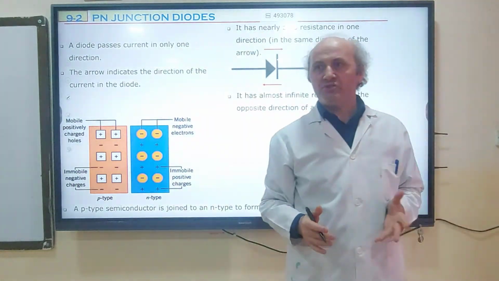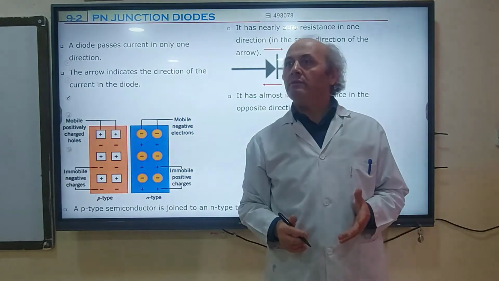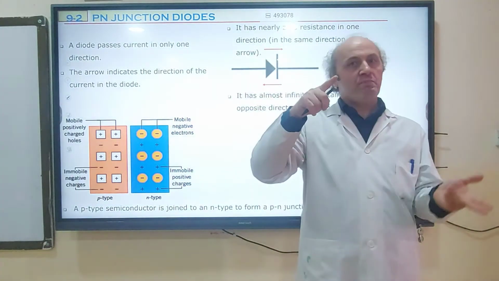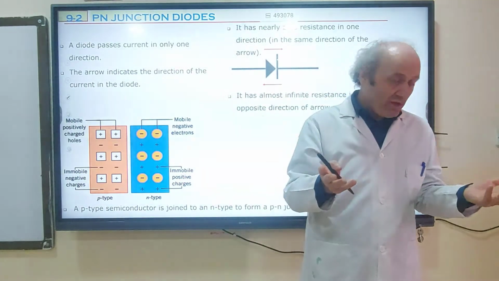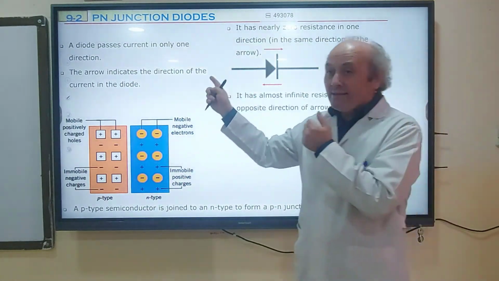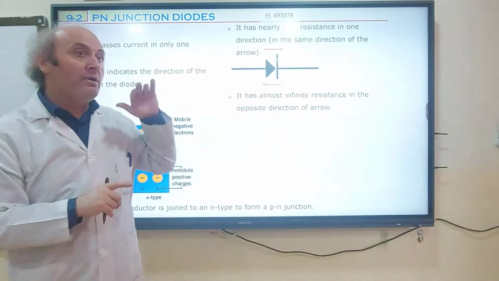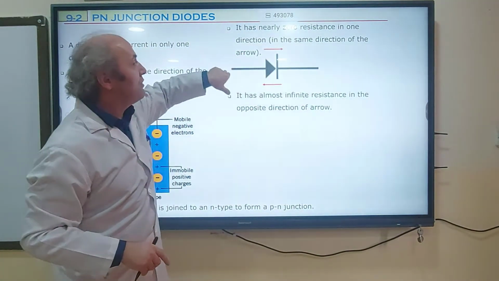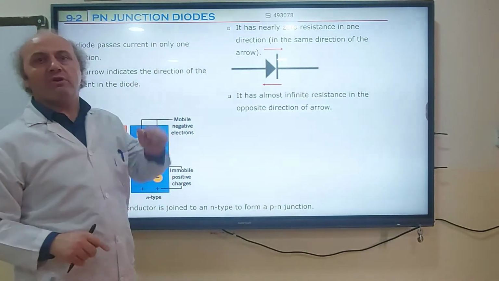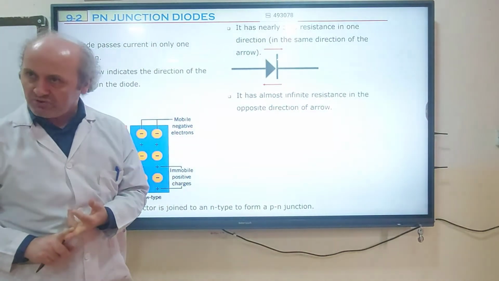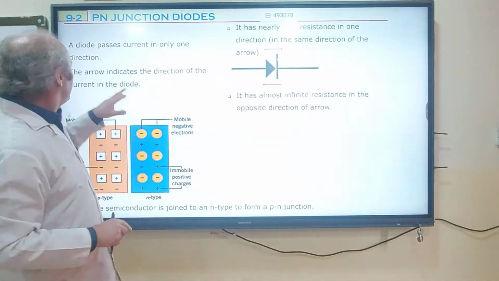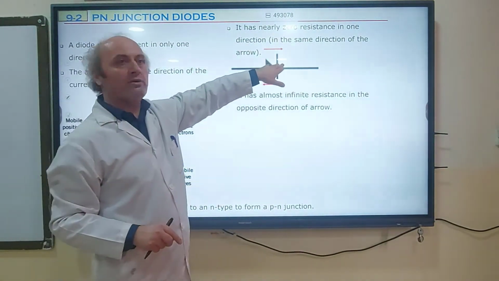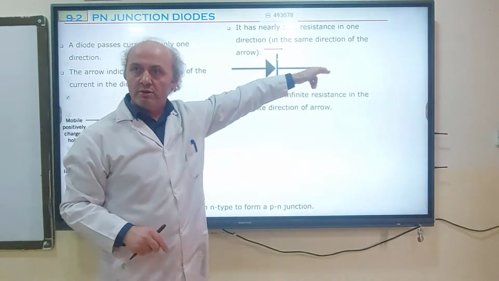For example, in a resistor, electric current can go in both directions. In a capacitor, you can charge it in positive and negative in both ends. But a diode passes electric current only in one direction, and this is the symbol of the diode. The direction of the arrow represents the direction in which electric current is going. So the arrow indicates the direction of the current in the diode. As you see, this arrow points from left to right.